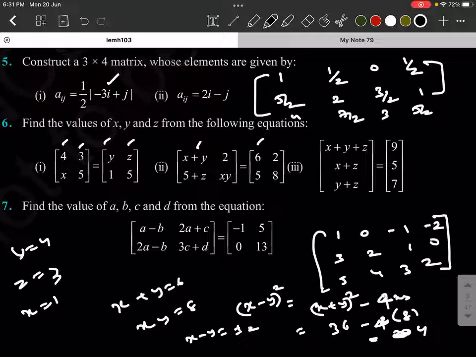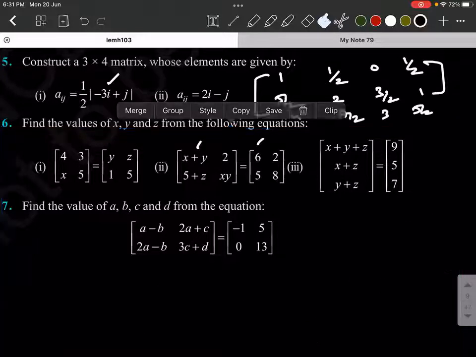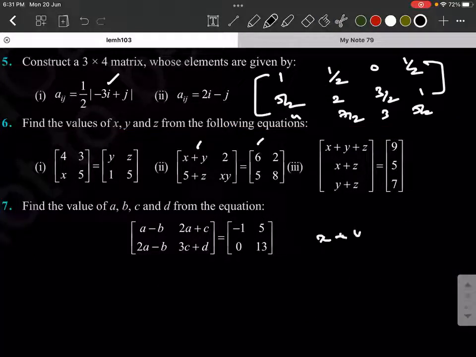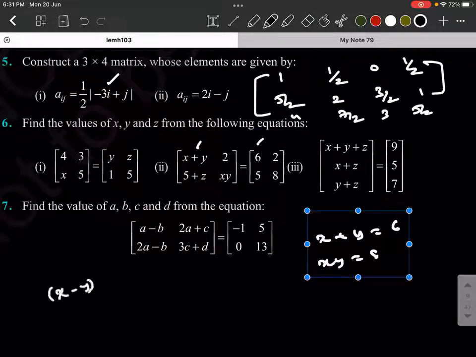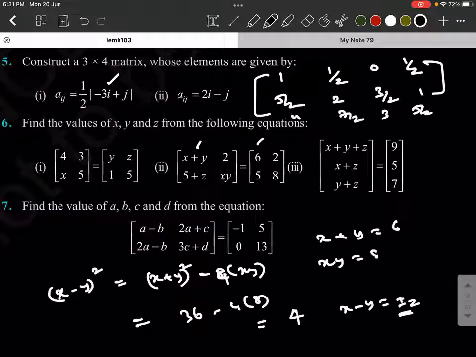But did you understand the method which I followed? So whenever you have x plus y and xy, right? So x plus y is 6, xy is 8. So (x minus y) the whole square is how much? 36 minus 4 into 8. That will be 4. So x minus y is equal to plus or minus 2.